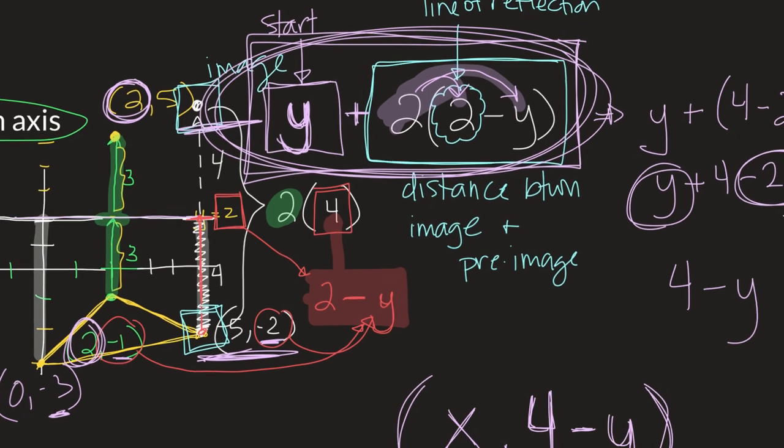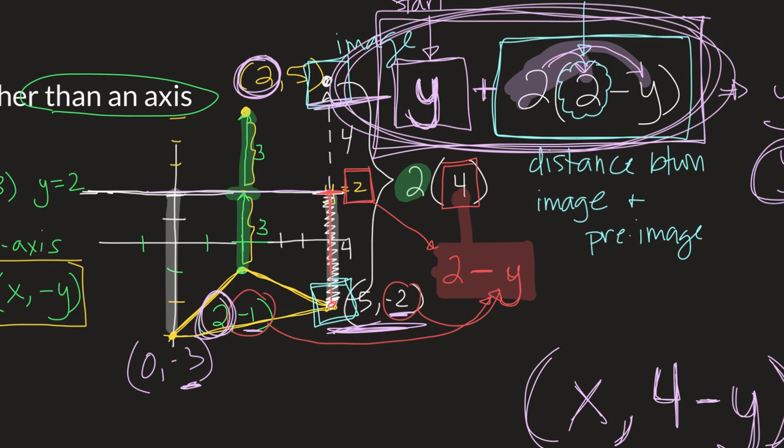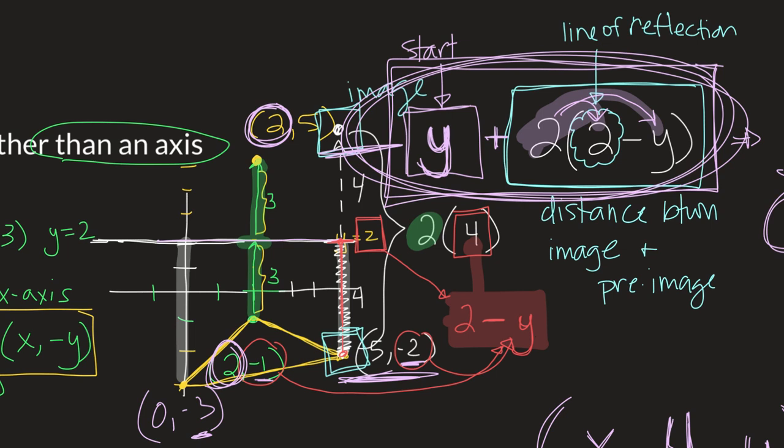So let's see if that works for any point. Let's pick a random point, one above. How about the point at negative 1, comma 5. Let's see if this rule will work for negative 1, comma 5. If I use my counting method, that's 3 units above the axis, which should end up 3 units below the axis. We're expecting it to be at negative 1, negative 1.